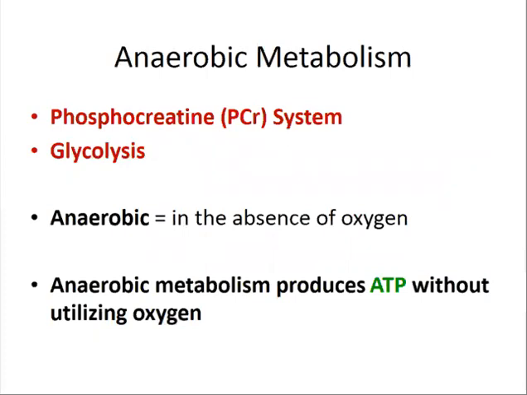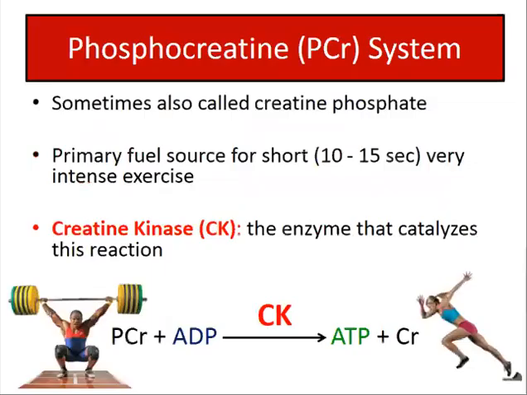So anaerobic metabolism provides energy much faster than oxidative phosphorylation or aerobic metabolism, which requires the presence of oxygen to generate ATP. So anaerobic metabolism, comprised of the phosphokeratin and glycolytic systems, allows for substrate level phosphorylation and provides an immediate source of energy. Starting with the phosphokeratin system.